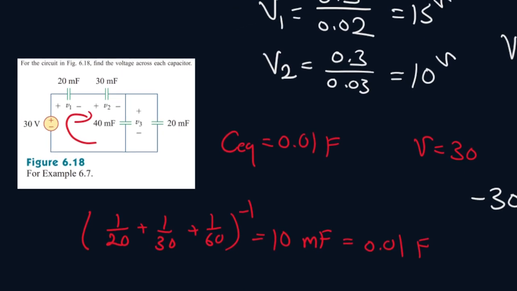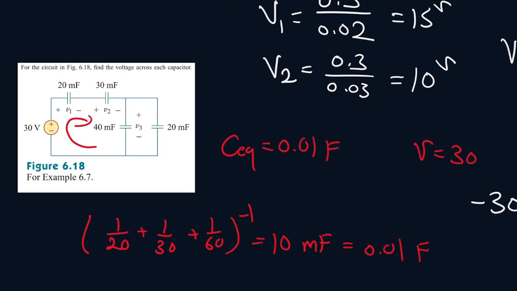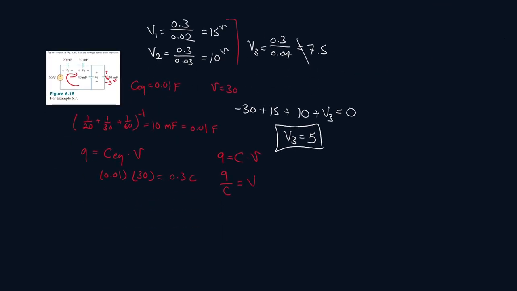And with that information, this also should be equal to 5 volts. The voltage for the 20 millifarad capacitor is also 5 volts. Because if you do the loop here, it enters V3, which is minus 5, and then there's another, let's say this is V4, which is 5, so minus 5 plus 5, that's 0, okay? So these are your final answers.